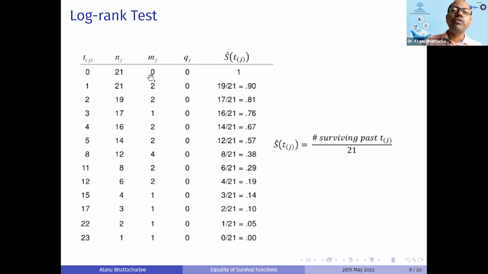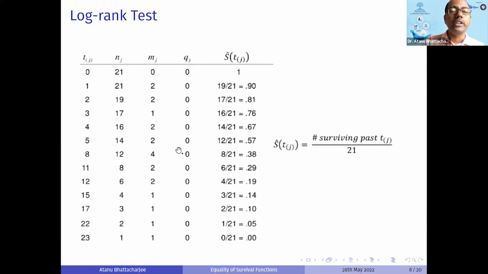So let's say you have four columns here: TJ, NJ, MJ, and QJ. Basically, J stands for the time points, or the different measurements. For the log rank test, we split the entire study into different time months. The first time point is 0, the baseline observations. Thereafter, first month, second month, third month, up to the 23rd month, we have observations of the patients.